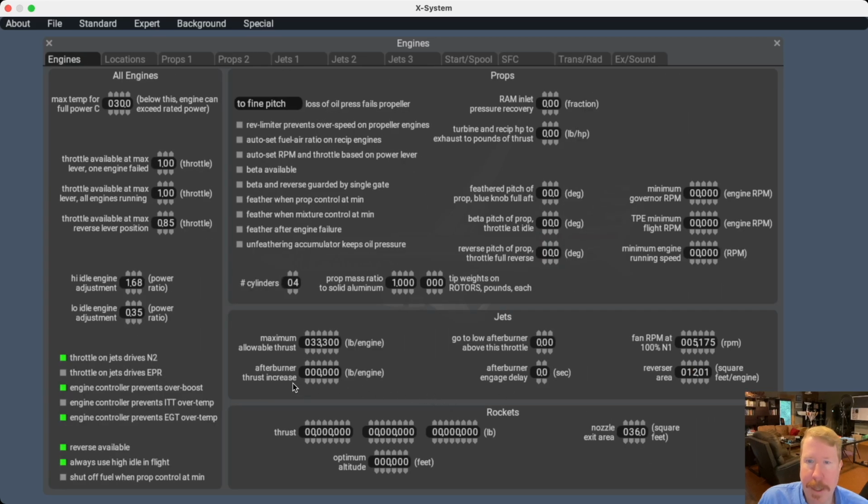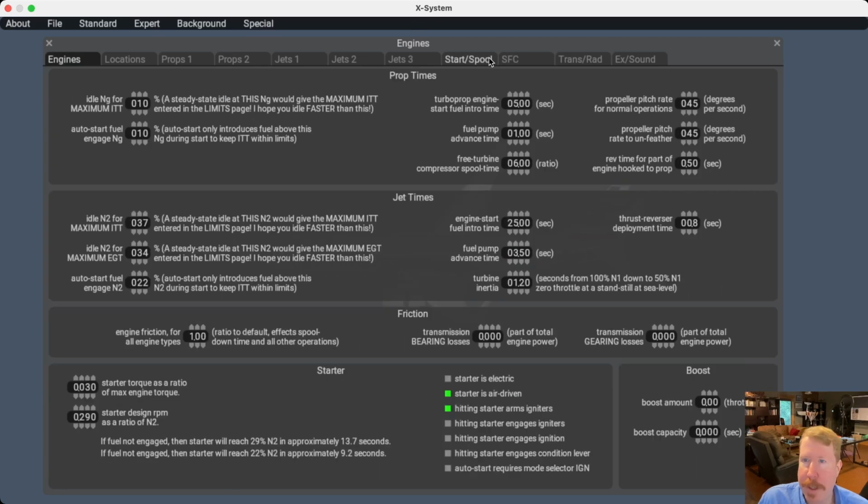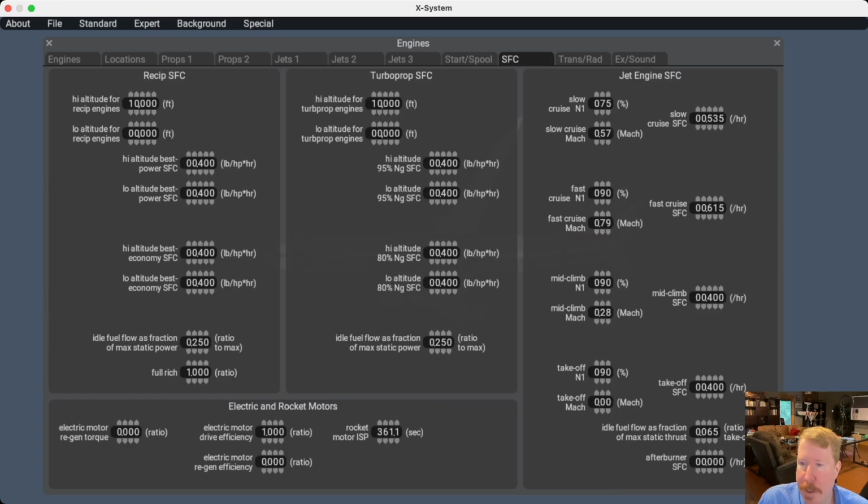Afterburner SFC, I would encourage you to put an afterburner on your 737 if you feel like it. That's here in the engines tab, afterburner thrust increase. Why not? It's a simulator. You can do it. And then your SFC here, which might be 3 or something like that. It's very, very steep fuel flow. So those are the specific fuel consumption numbers for the jet engines.